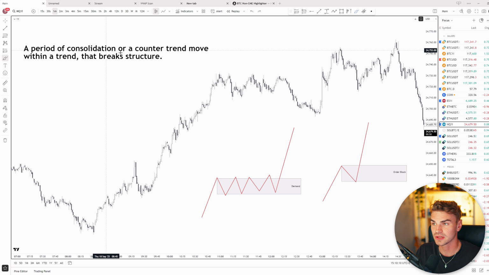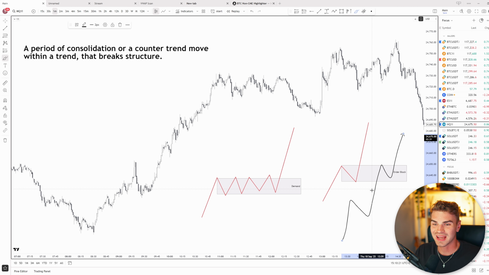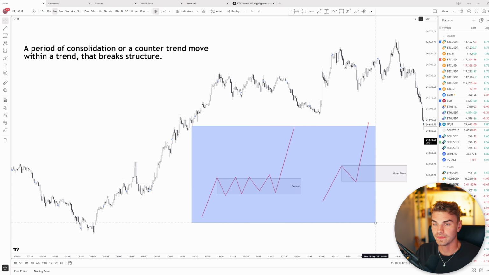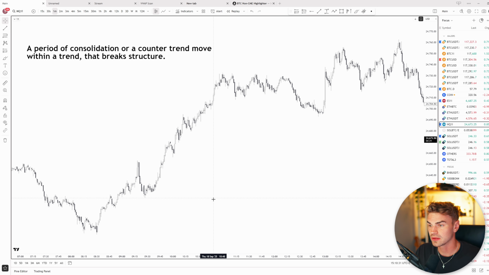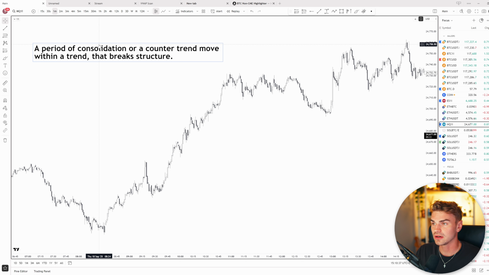A period of consolidation or a counter trend move within a trend that breaks structure. What do I mean when I say a counter trend move within a trend? That means if we're going up, the trend is up. So the counter trend move is these periods where price goes down, okay? So that's how I define an order block. Now let's actually spot them on the chart. So again, a period of consolidation or a counter trend move within a trend that breaks structure.